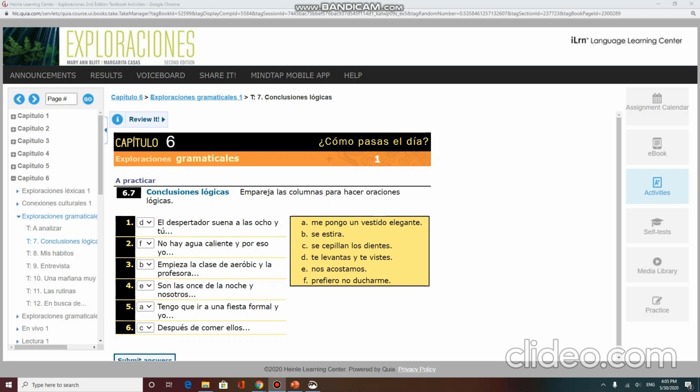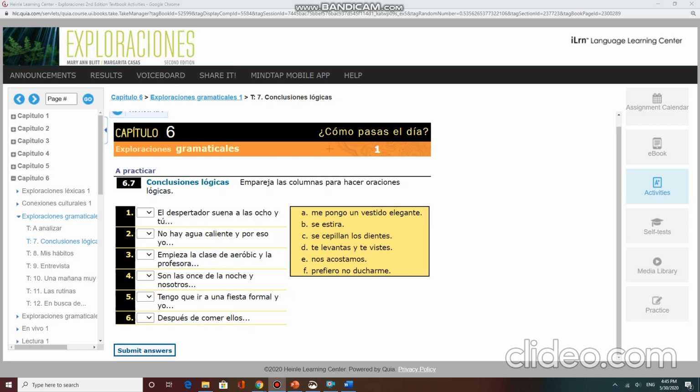Fíjense, here again we see the construction, two verbs together, conjugado, infinitivo. In this case, these two verbs are two separate actions, te levantas y te vistes. Okay, two separate actions. You get up and you get dressed. So for that reason, they're both going to be conjugated. A propósito, by the way, if you have any questions about this activity or any others, be sure to contact your instructor via email or during virtual Zoom office hours.